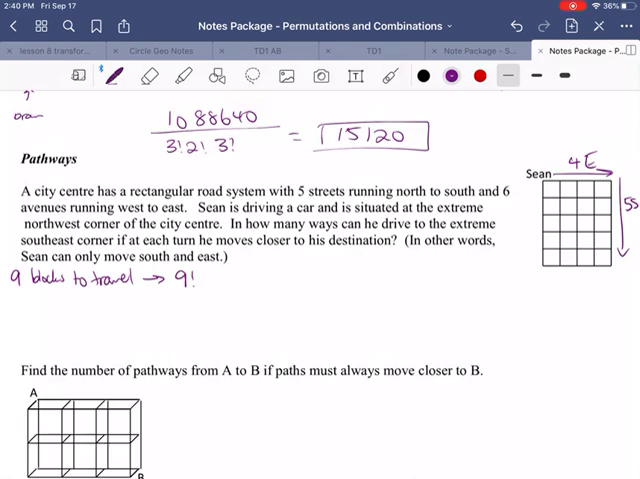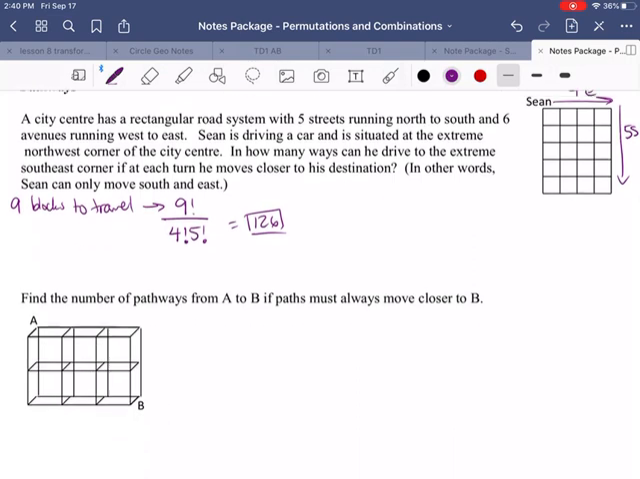However, if he goes 1 block east here, it's the same as going 1 block east here. It's the same as going 1 block east, 1 block east. So we have these repetitions. So we're going to divide by the 4 factorial for east and the 5 factorial for south, and we're going to end up with 126 different ways.